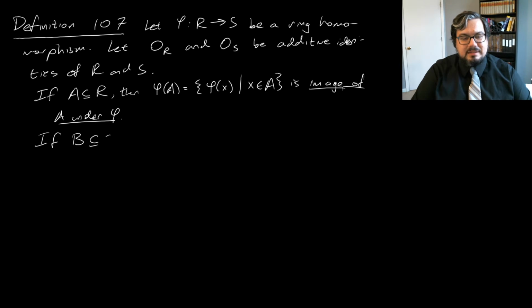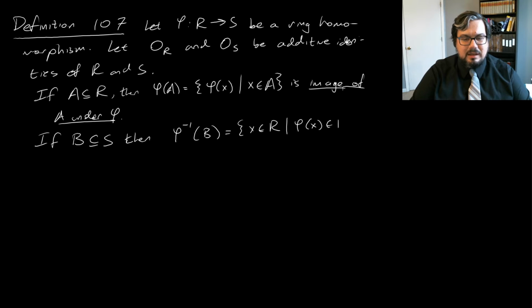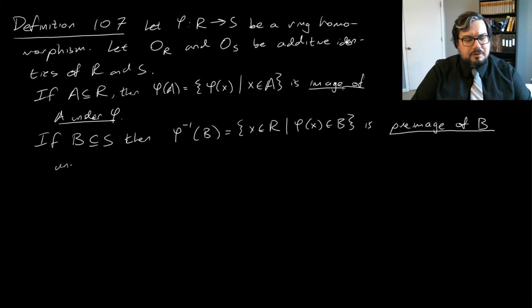If B is a subset of S, then phi inverse of B is, by definition, the set of all x's in R such that phi of x lies in B, and is called the preimage of B under phi.